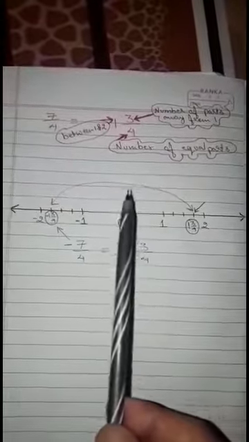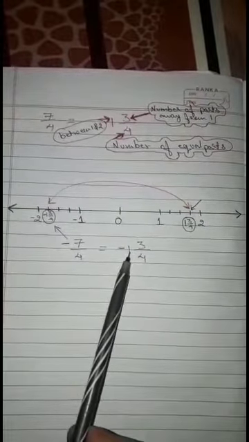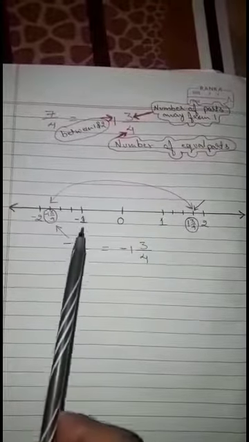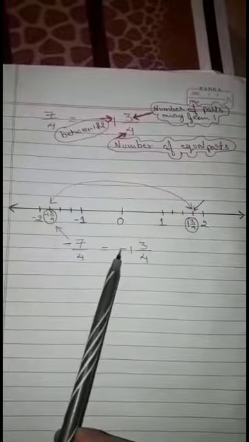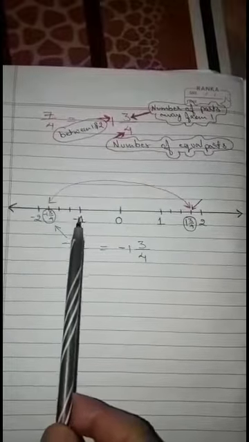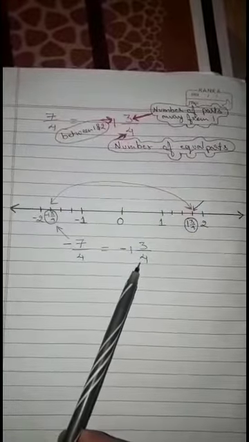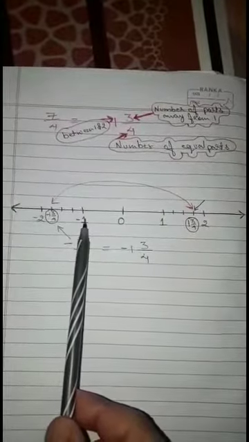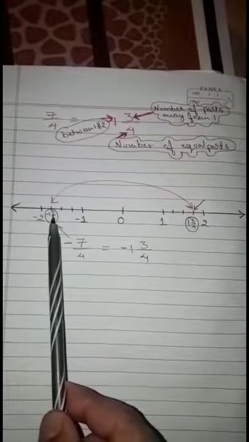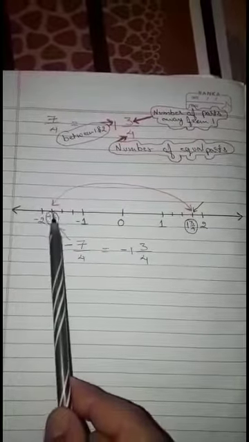Similarly, for minus 7 upon 4, we will again divide it. This is the quotient, this is the remainder, and this is the divisor. So what we'll do again, it will come as it is minus 1 whole. So the number will lie between minus 1 and minus 2. So we'll divide the length between minus 1 and minus 2 into 4 equal parts, and then from minus 1 we will count 3 equal parts. So it is 1, 2, 3. So this way we will get minus 1 whole 3 by 4.